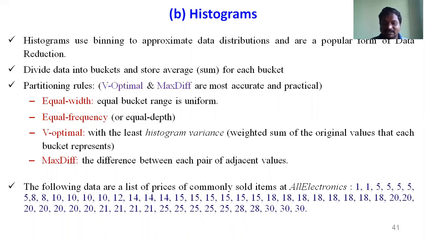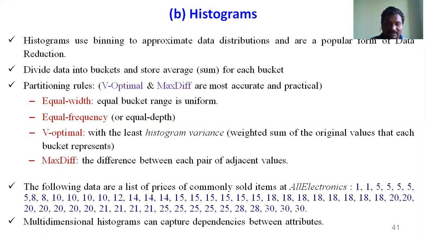And then let us take a simple example. The following data lists prices of commonly sold items at AllElectronics, the different item prices: 1 1 5 5 5 5 5 8 10 10 10. In this way, these are the different prices of the AllElectronics company. Here I am going to represent this information using the histogram method.